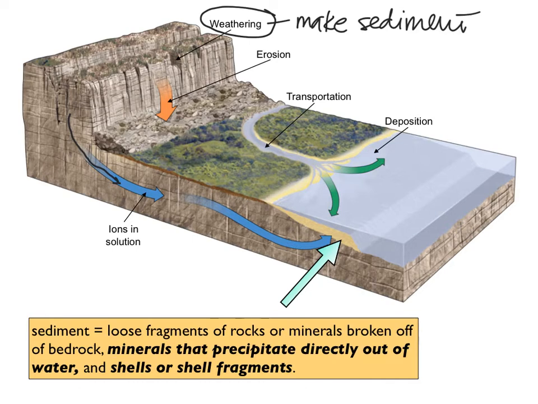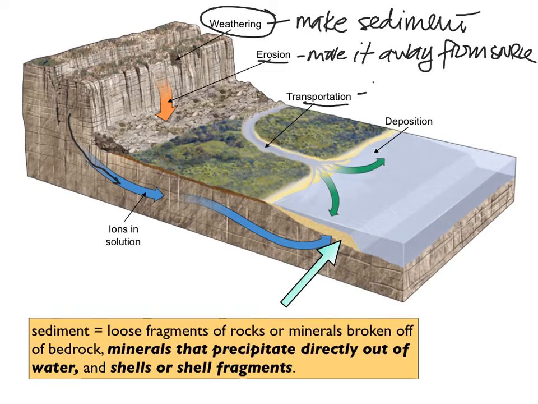The first thing you have to do is erode it, meaning you've got to move it away from its source. Okay, so weathering and erosion tend to go hand in hand. Part of moving it away from its source involves transportation. Transportation is usually, in most cases, accommodated by rivers, but sediment can also be transported by wind or by ice through the movement of glaciers.